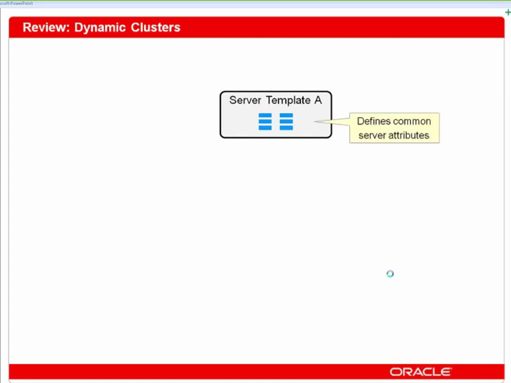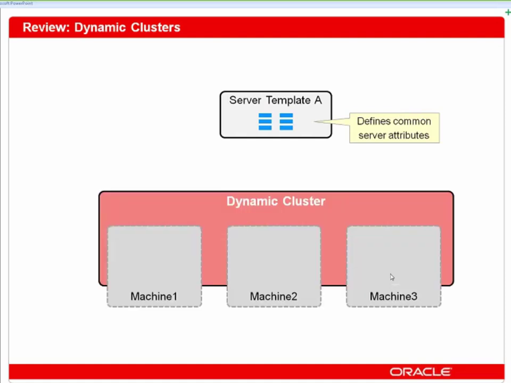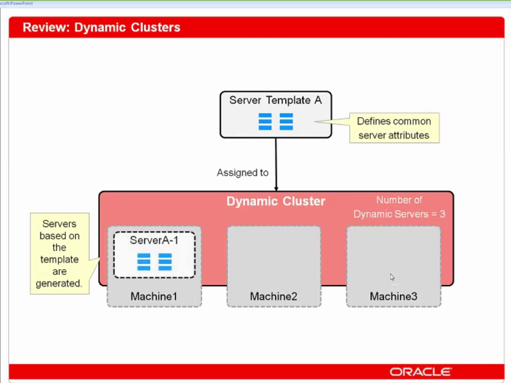Again, the template defines common attributes. You define a number of servers that go across a couple of machines. The template gets associated with the cluster. And servers are generated across the machines of the cluster.